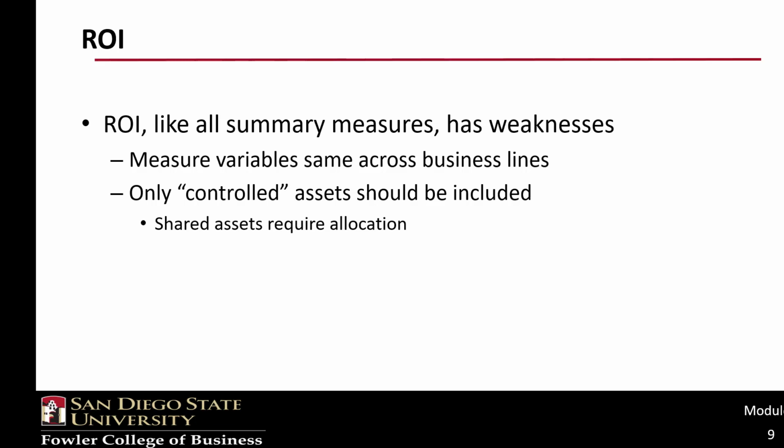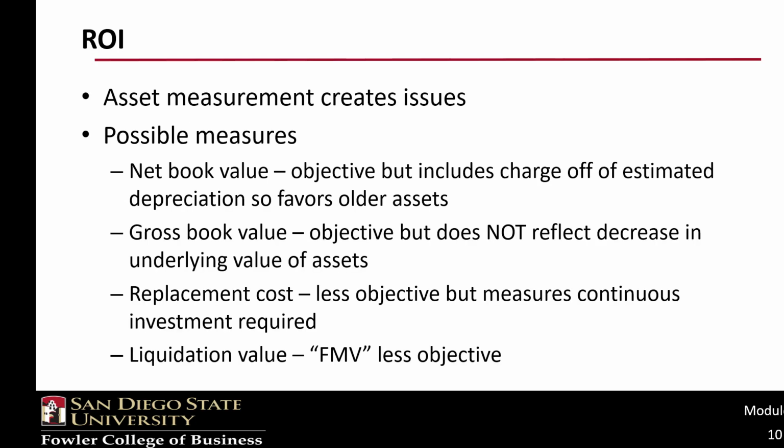So to the extent a division or an operating business line has assets that corporate is forcing them to use, but they don't have any control over that use, then it wouldn't really be fair to include that in their average assets. And then, of course, sometimes divisions will share assets. They might both sit within the same building, for example, and that, of course, is going to require an allocation of those costs.